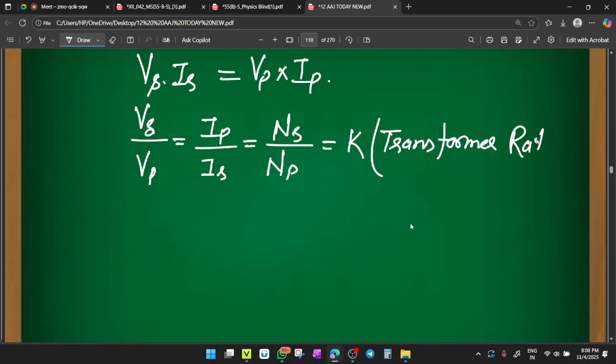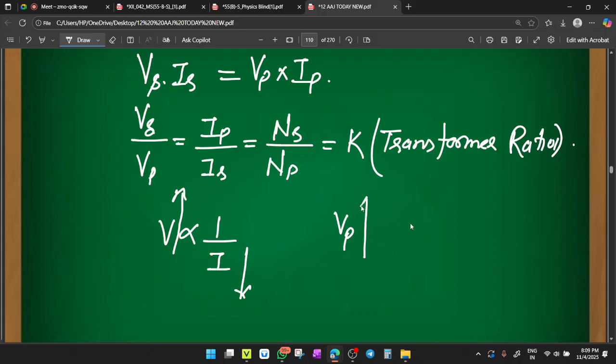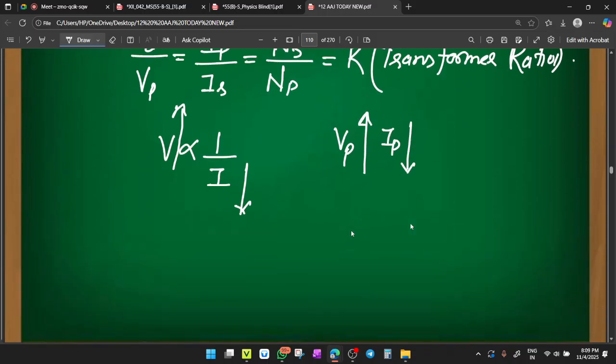Transformer ratio. Now, check here the voltage is inversely proportional to the current. V is inversely proportional to the current. So as voltage increases in the same winding, the current will decrease. If the voltage of the primary coil increases, then the current flowing from the primary coil will decrease. And if the voltage of the primary coil decreases, then the current from the primary coil will increase.